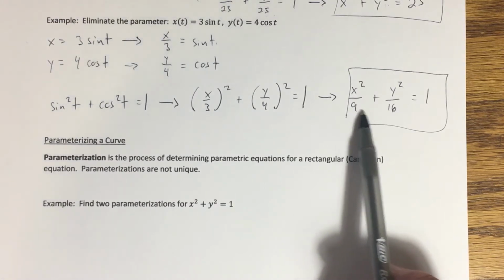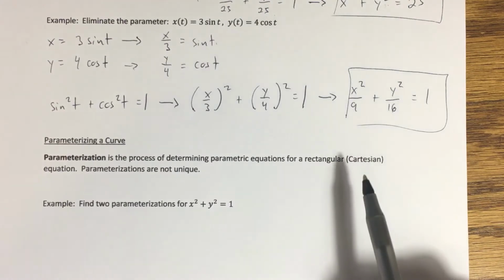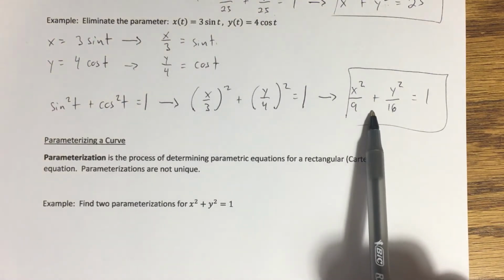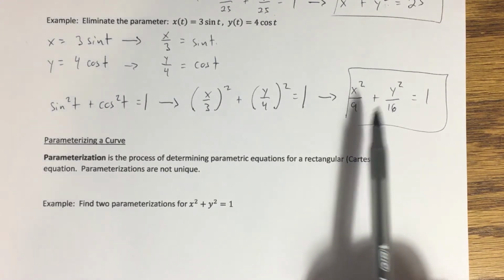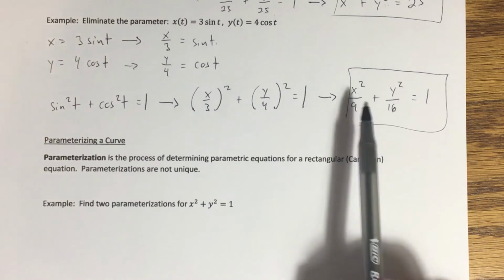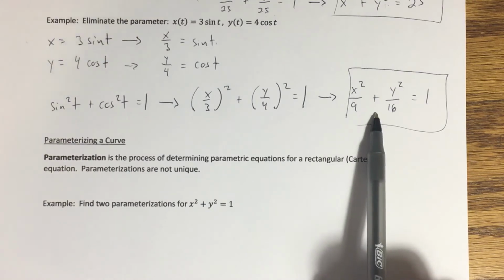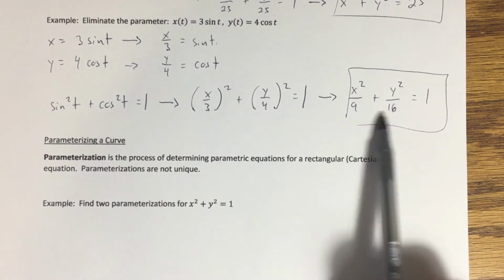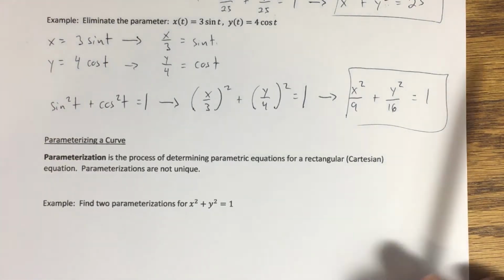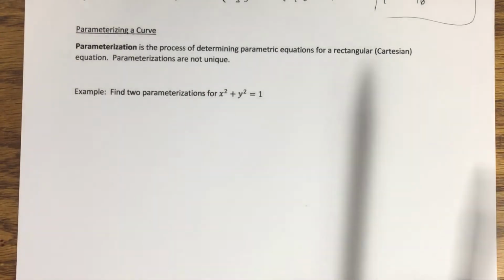Partially because if you look at this equation, this should also look familiar. This is the equation for an ellipse, which we learn about in intermediate algebra when you talk about conic sections. So that's kind of the idea behind eliminating the parameter for us, is to put this in a form that's recognizable, and it's already recognizable here. All right, let's go ahead and move on.